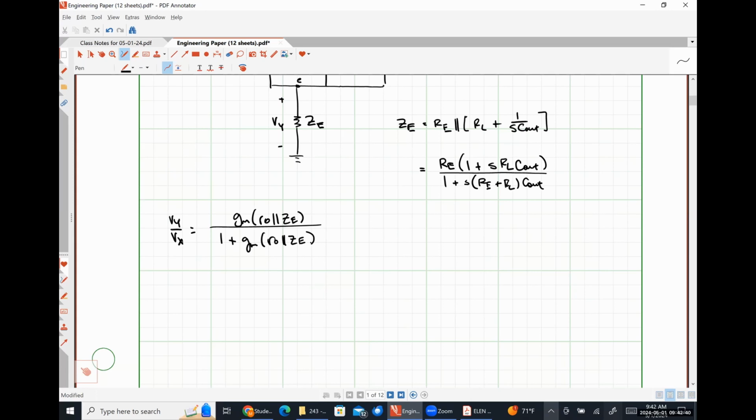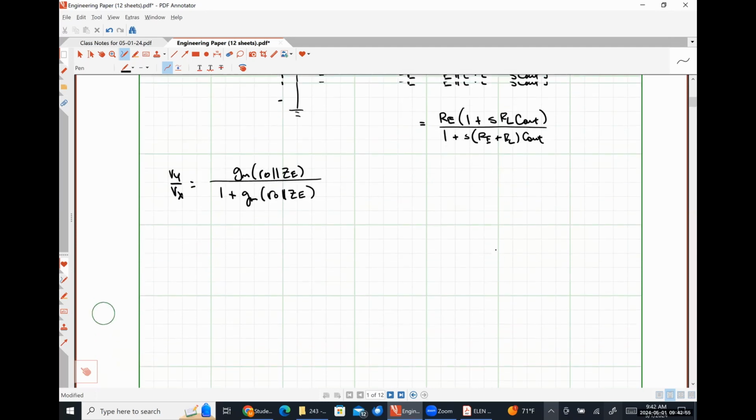So we can expand on this, and I'm not going to make you guys suffer through all of the steps by any stretch of the imagination. I'm just going to give you some intermediate steps and then hit you with a result. So we could expand this out to look like GM times R naught ZE over R naught plus ZE.